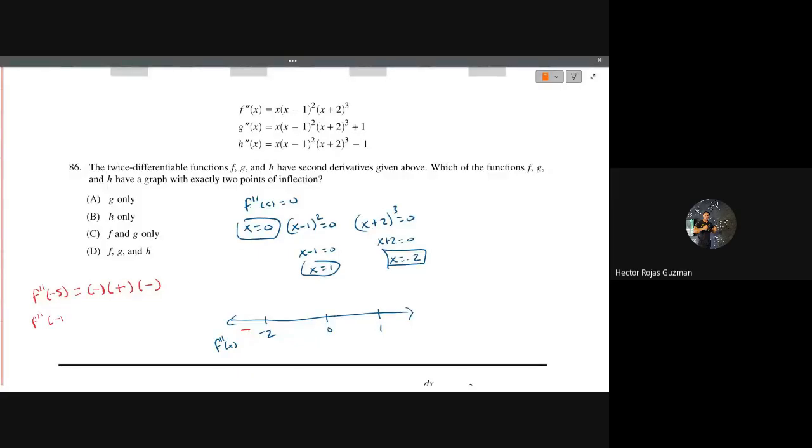F double prime of negative 1. If I plug in negative 1, first I'm going to get a negative. Then I'm going to get a positive. And then for my third group, I'm going to get a positive. So that is also a negative. F double prime of 0.5. That's a positive. 0.5 minus 1 squared is a positive. 0.5 plus 2 cubed is a positive. And then finally, f double prime of 2. We have a positive, and a positive.